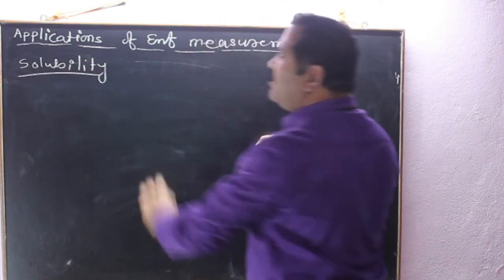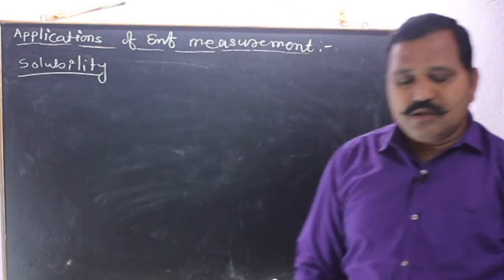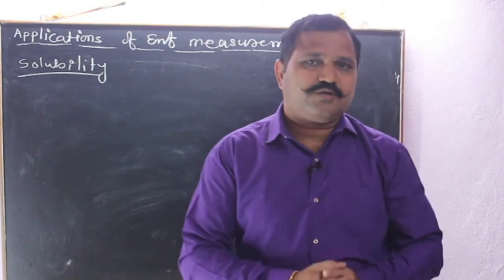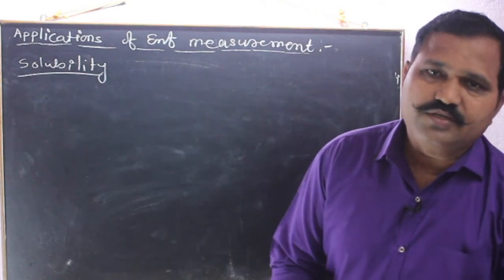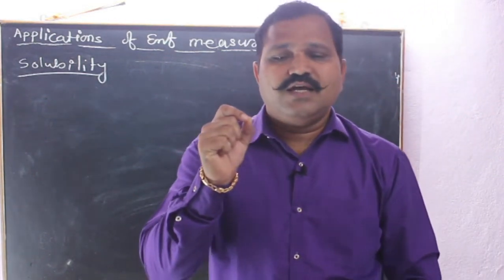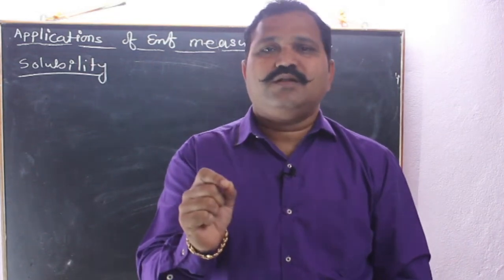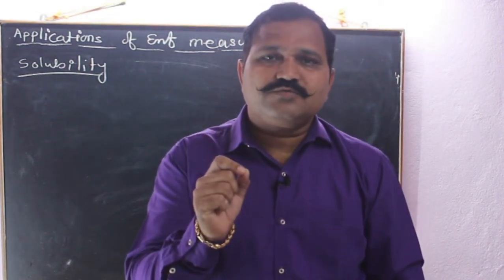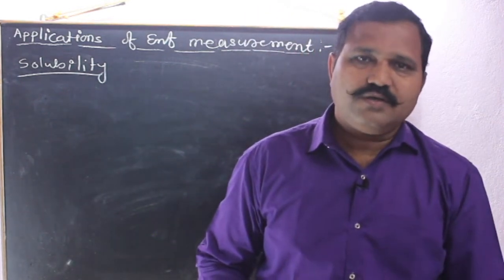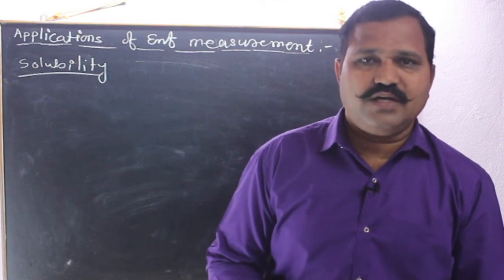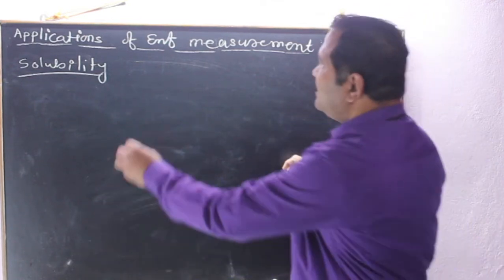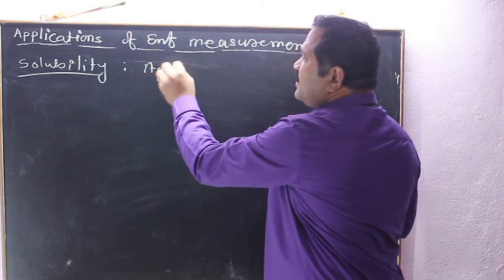Solubility and solubility product. Now what is meant by solubility and what is meant by solubility product? It is generally used in the case of sparingly soluble salts, the salts which are almost insoluble, the salts which are very slightly soluble in water or in a given solvent. Such salts are called sparingly soluble salts. For example, AgCl.